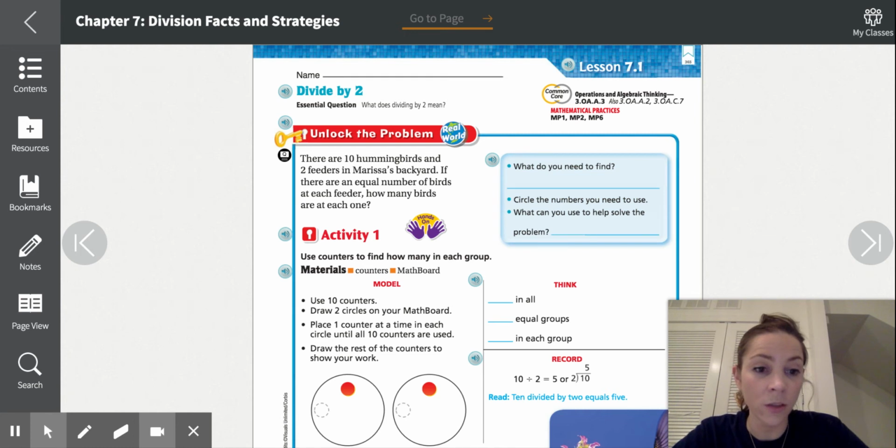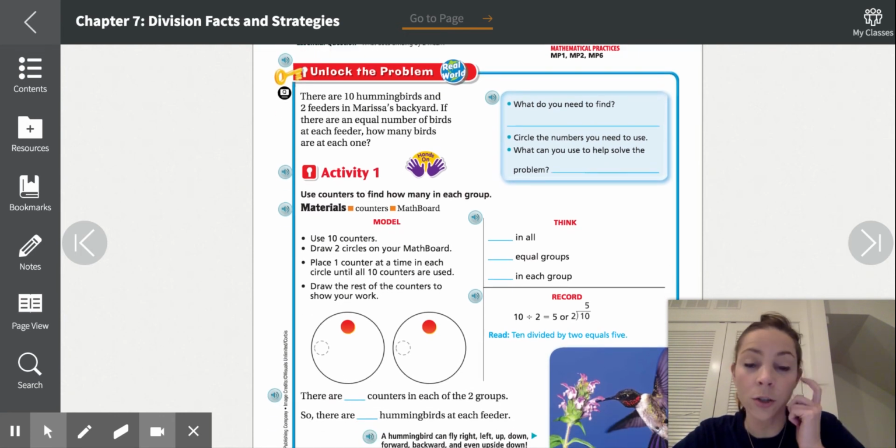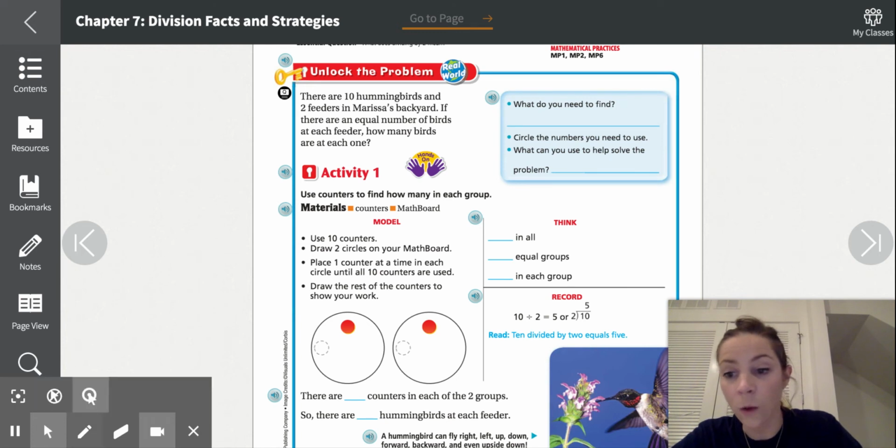Okay, so I'm going to start this video for lesson 7.1, and the title of it is Dividing by 2. The Unlock the Problem says there's 10 hummingbirds and 2 feeders in Marissa's backyard. If there is an equal number of birds at each feeder, how many birds are at each one?